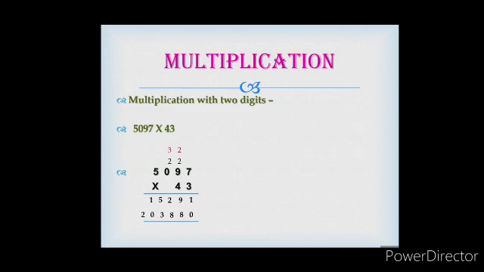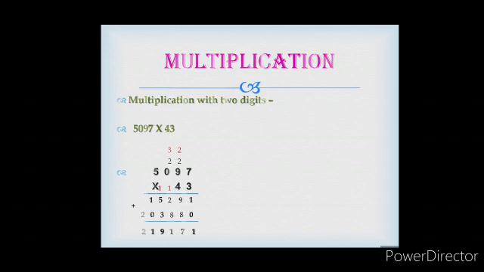Now simply you have to add these numbers. 1 plus 0 is 1, 9 plus 8 is 17. So 1 will be carried here. And 8 plus 2 plus 1 is 11. Again 1 carried. 5 plus 3 plus 1 is 9. 1 plus 0 is 1, and 2.